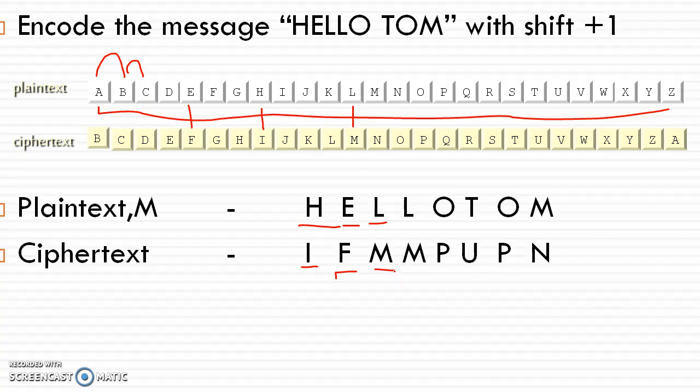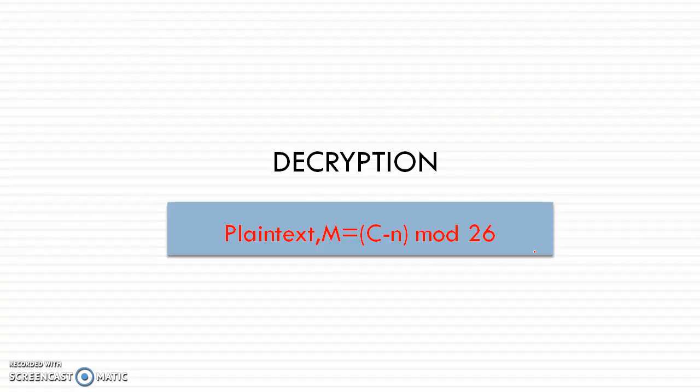Is it clear? So on this table you have to replace all the characters in the plain text with the corresponding ciphertext letters. So this is how a Caesar cipher encryption is performed. Now we will see how the decryption is performed here.